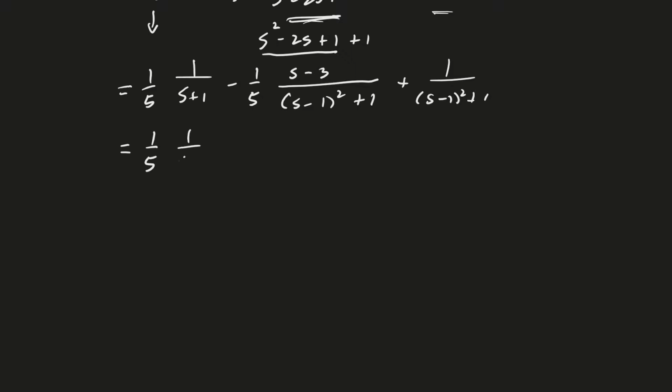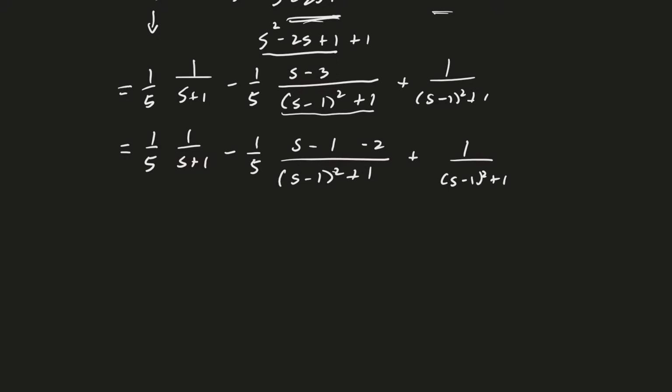Oh, you know what? Before we do that, let's go ahead and work with this. I need to rewrite this, right? Because I need an s minus 1 in the numerator, not s minus 3. And so I'm going to rewrite that as minus 1/5 times s minus 1 over s minus 1 squared plus 1. But then, let's see, I still need a minus 2 there. Let's not get too carried away first. Let's go ahead and just put a minus 2 there. And then we'll have our 1 over s minus 1 squared plus 1.